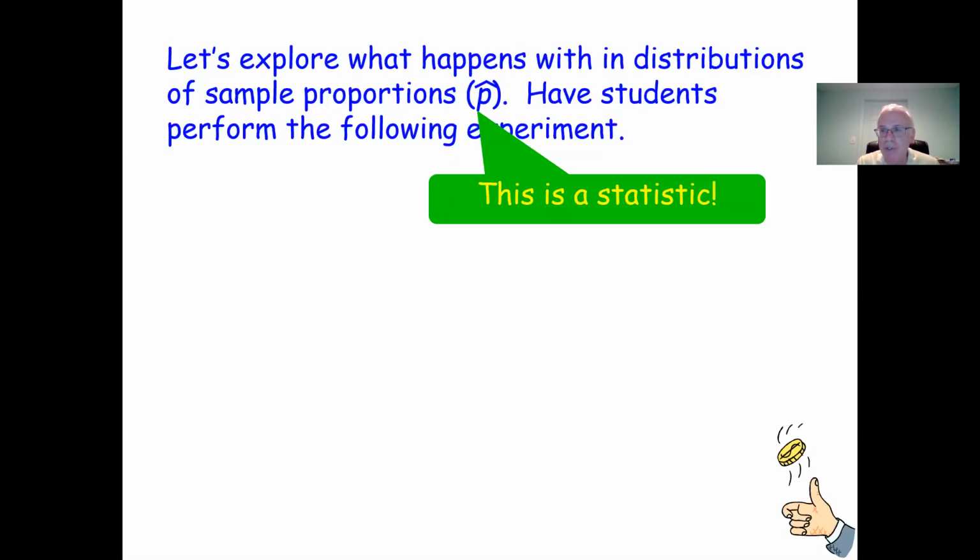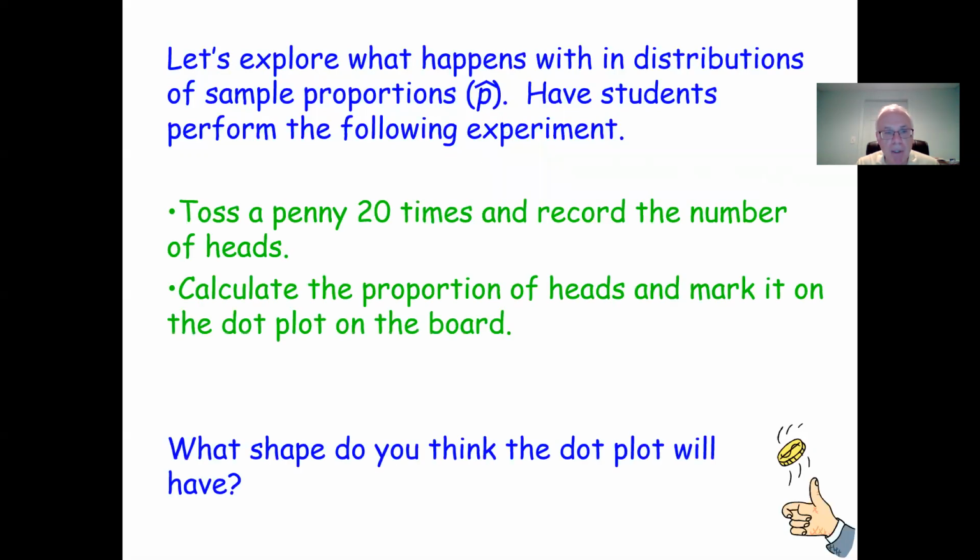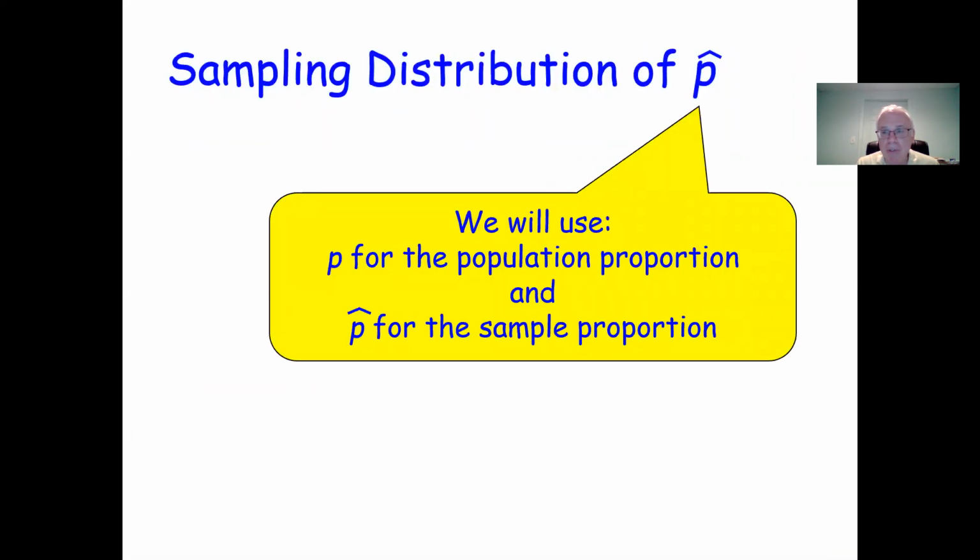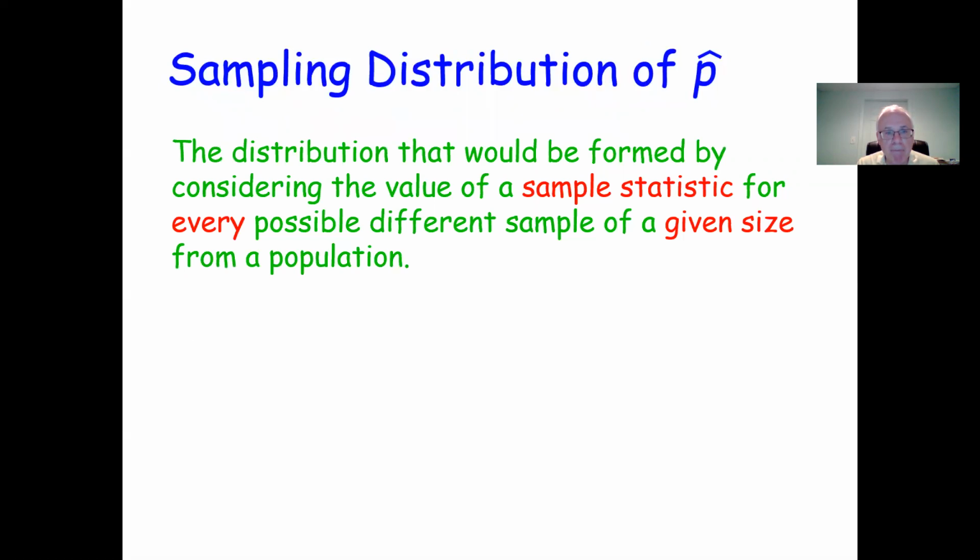Now, a sample proportion is a statistic. We use p with a little hat above it, like that. That's called p hat, our sample proportion. And just the plain old letter p is the population proportion. So you toss a penny 20 times, record the number of heads, calculate the proportion of heads, and mark it on the dot plot. Okay. Now, here are the symbols that we're going to use. p is the population proportion. p hat is the sample proportion.